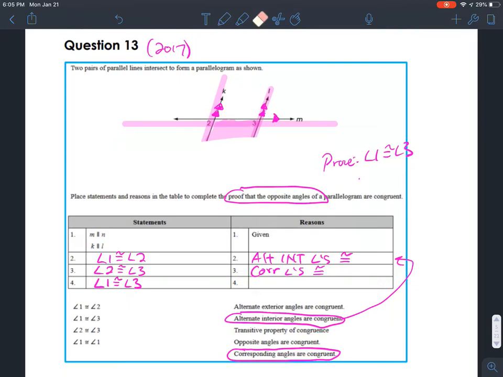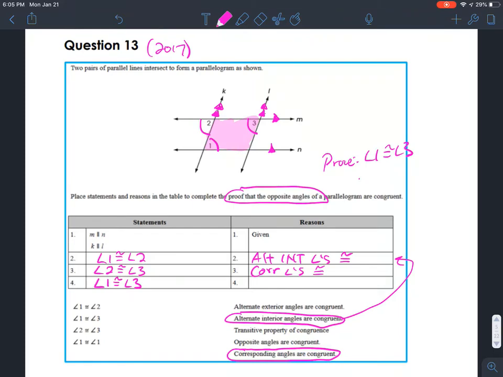So looking at the big picture, let me get rid of all these things. Let me add to the picture what I've done. We've said that angle 1 and angle 2 are congruent. We said angle 2 and 3 are congruent. If you look at your picture now in this parallelogram, we've just shown that 1 and 3 are congruent.